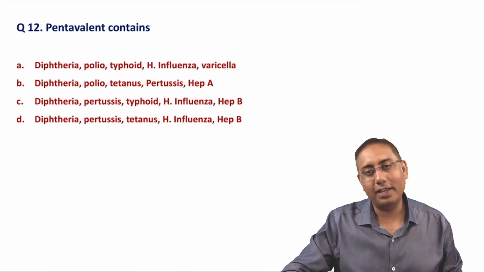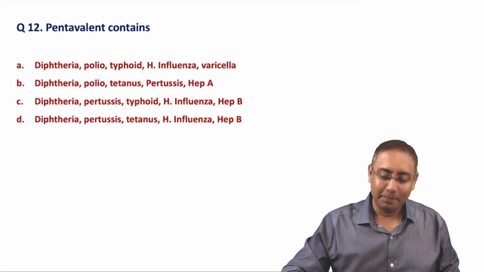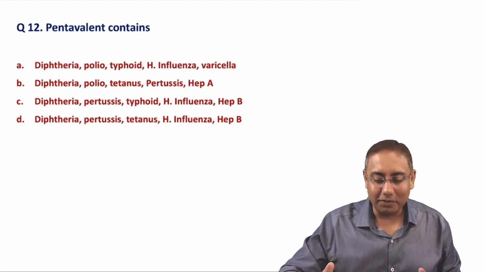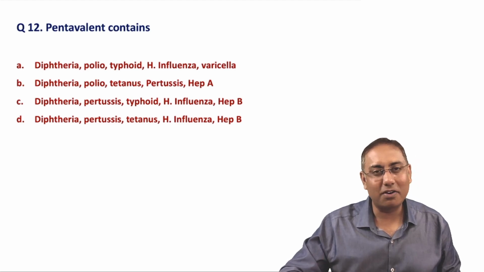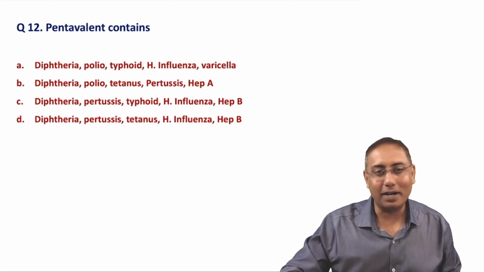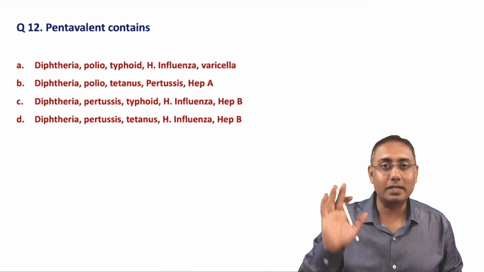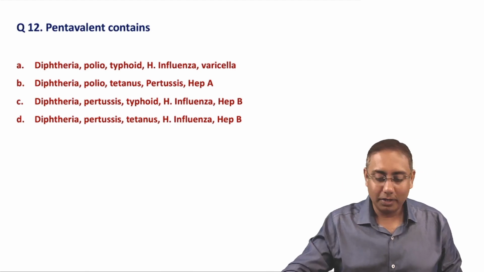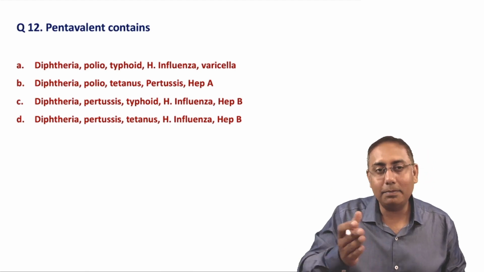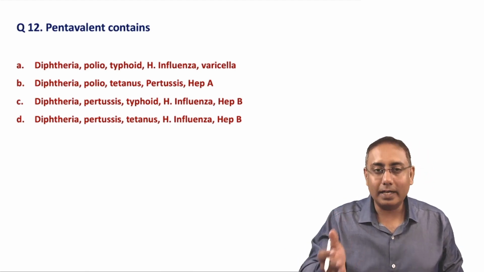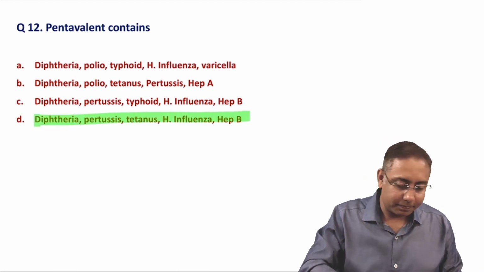Question number 12, again such a super duper easy MCQ. Pentavalent contains. Now I don't know if you've got this right or wrong, but to all those students who got it wrong, it's very hard luck. I've filled the options myself, I didn't even care to look at the options. So pentavalent contains DPT, diphtheria, pertussis and tetanus, with H influenza and hepatitis B. So that is your option D.